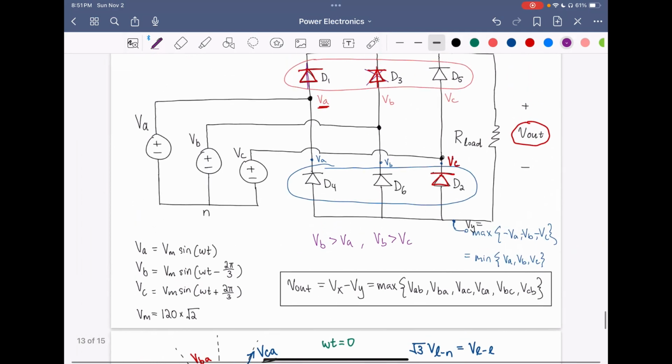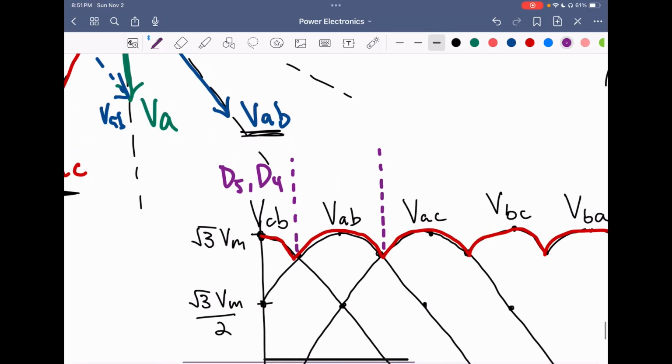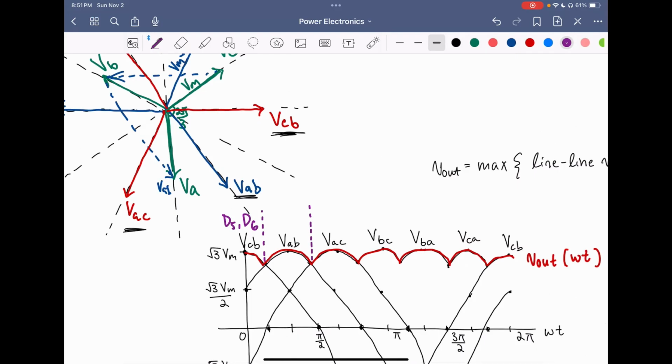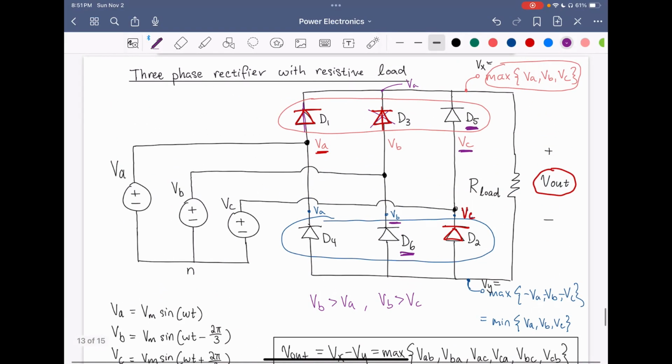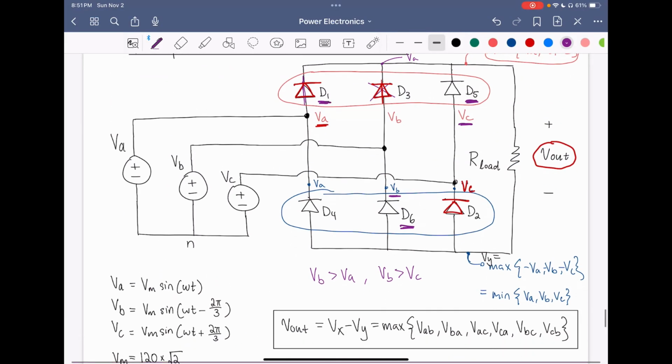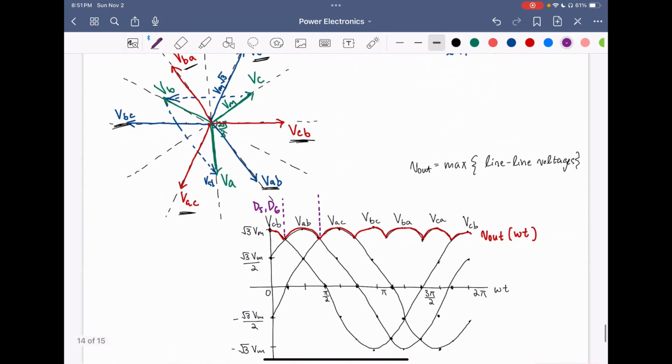Oh, I'm sorry. So VCB. So we have VC is our maximum, VB is our minimum. So we have D5 and D6 conducting. So I made a mistake here. It should be D5 and D6. VAB is now, VA is our maximum, VB is our minimum. So VA will be D1 and VB will be D6. And then we have D1 and D6 conducting.